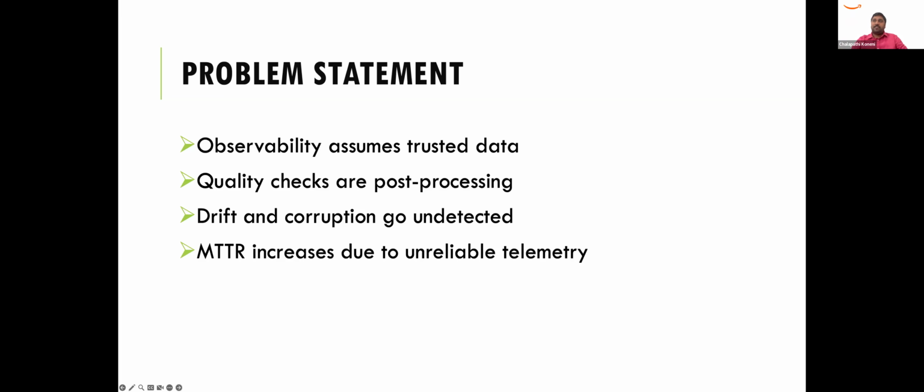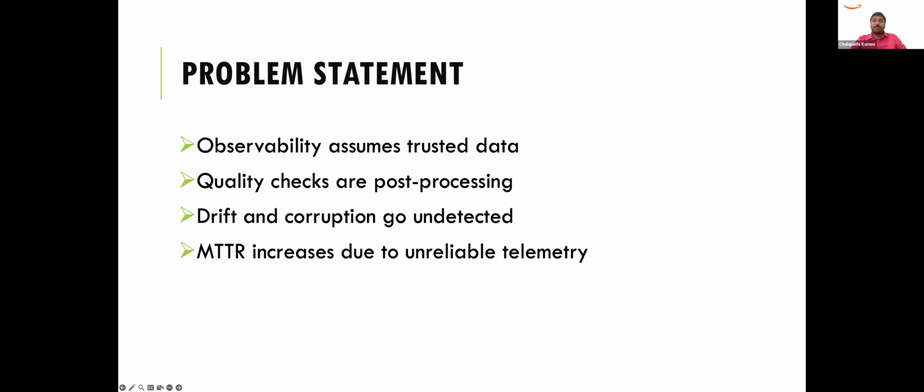The problem statement is that observability assures trusted data sets. The core problem is that observability systems operate under a trust-first assumption. We assume that the data coming into the streams is accurate or correct, and that the source systems and applications work as expected. But that is not true in reality most of the time.